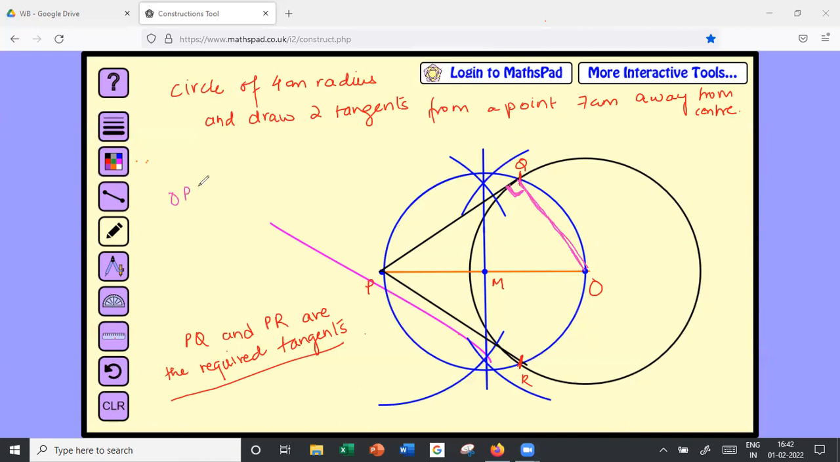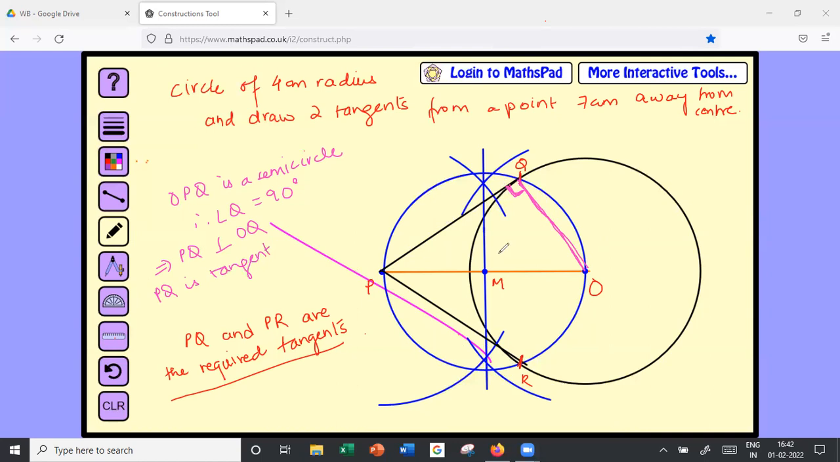OPQ is a semicircle. Therefore, angle Q is equal to 90 degree. Why? Because angle in a semicircle is 90 degree. That's the property you would have learned in grade 9. And because angle Q is 90 degree, which implies that PQ is perpendicular to OQ. This is basically a perpendicular line. And since this is perpendicular, we can say that PQ is a tangent.